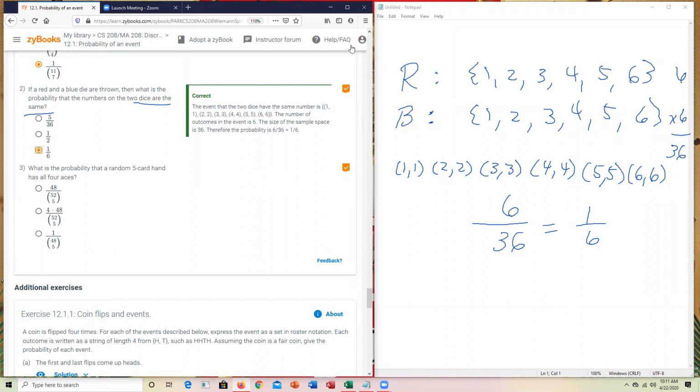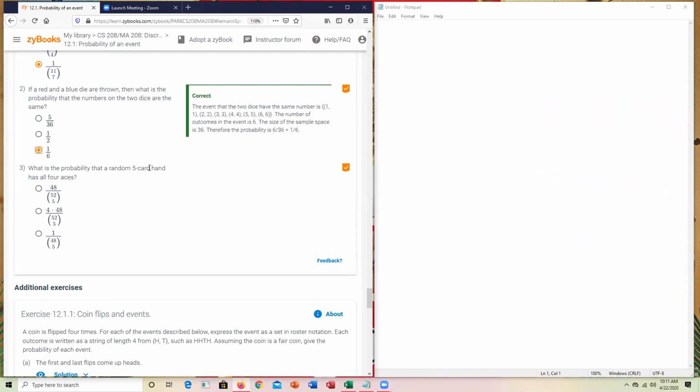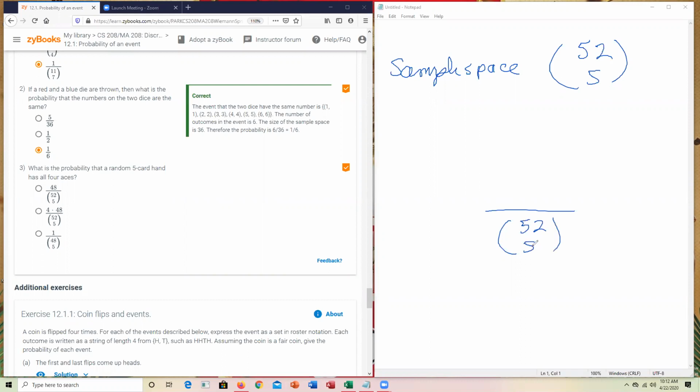All right, last one. What's the probability that a random 5-card hand has all 4 aces? Well, let's talk about the denominator first. This is going to be the sample space. You are choosing 5 cards, a 5-card poker hand. You're choosing 5 out of 52. That is a combination, because the order in which the cards come to you is irrelevant.